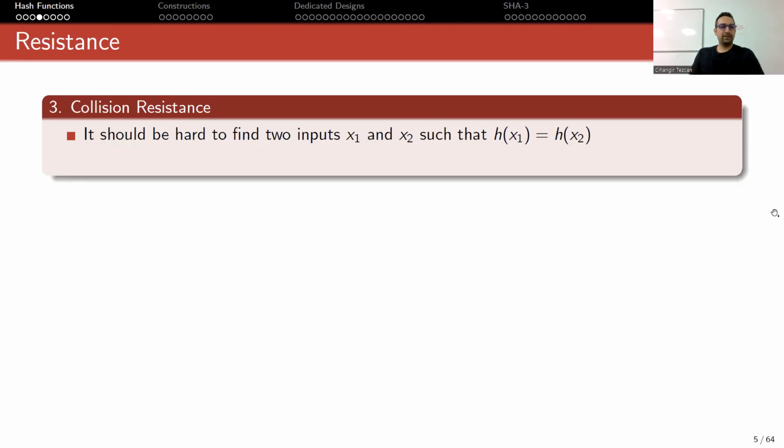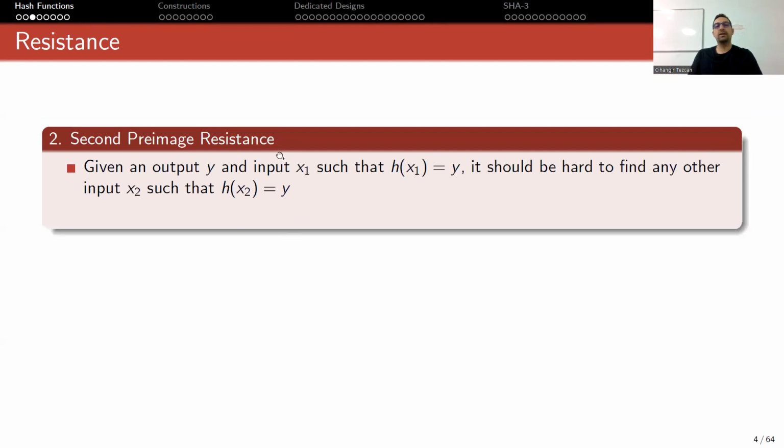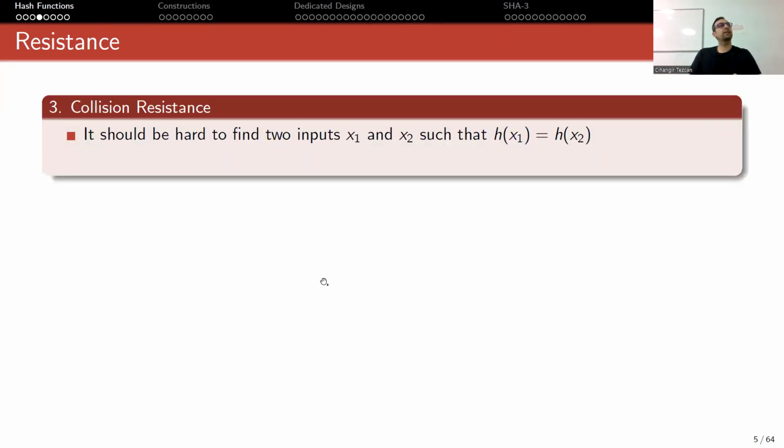The third property that we want is collision resistance. It should be hard to find two inputs, x1 and x2, such that h(x1) equals h(x2) equals some value y. This looks very similar to the previous one, so the obvious question is, what is the difference? In the previous definition, x1 was fixed, so you don't have any control over x1. You are given x1, so you are given y, and you are trying to find x2. Here I'm giving you more freedom. I'm telling you that this is a hash function, just try to find two inputs that give the same output. You have the whole freedom in choosing x1 and x2.